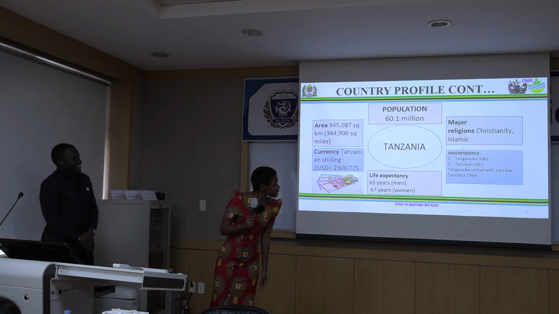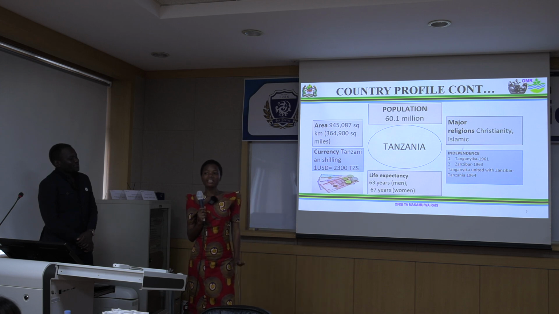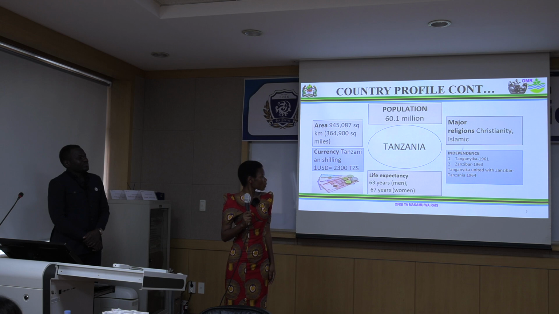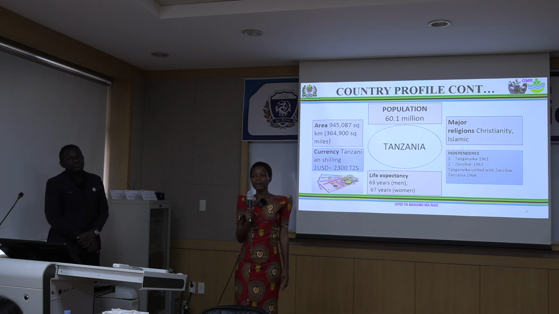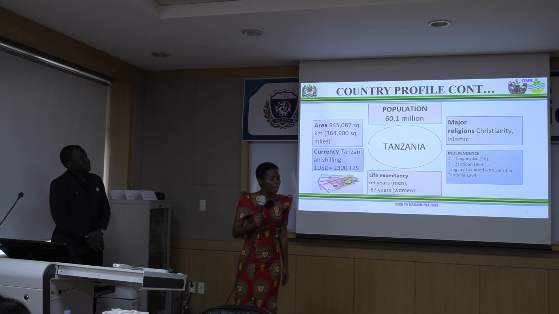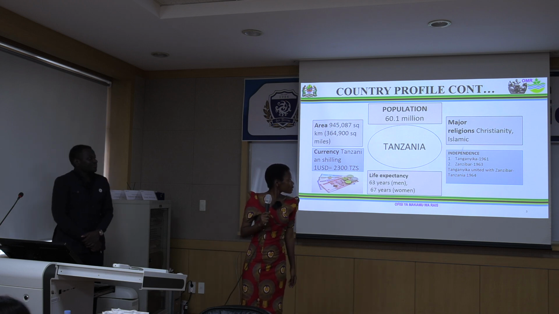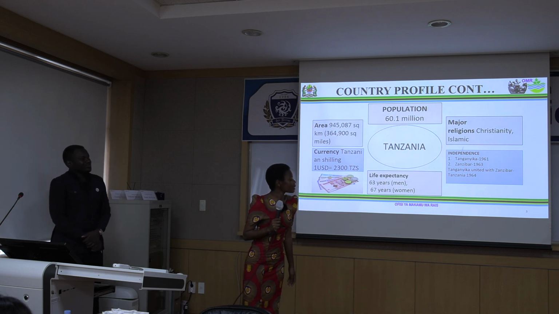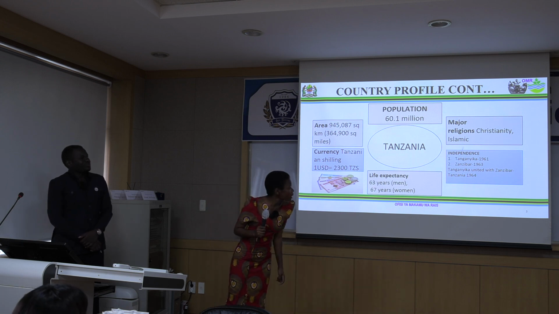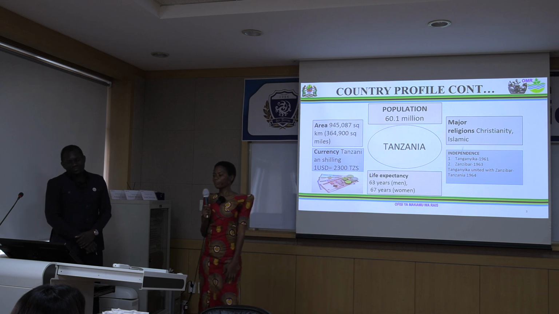About our country, before the name of Tanzania, the mainland was called Tanganyika, where we gained our independence in 1961. And the island was Zanzibar, which got independence in 1963. After uniting, it was called Tanzania, which united in 1964.